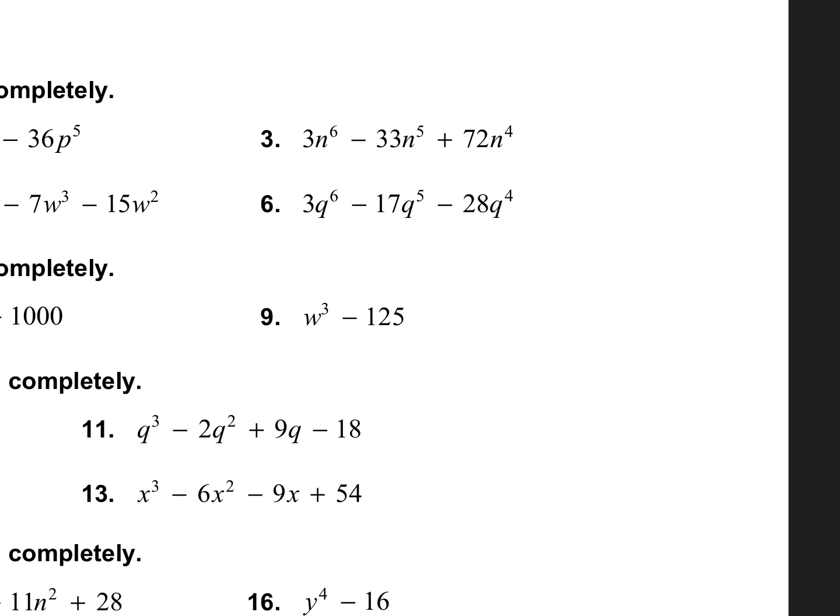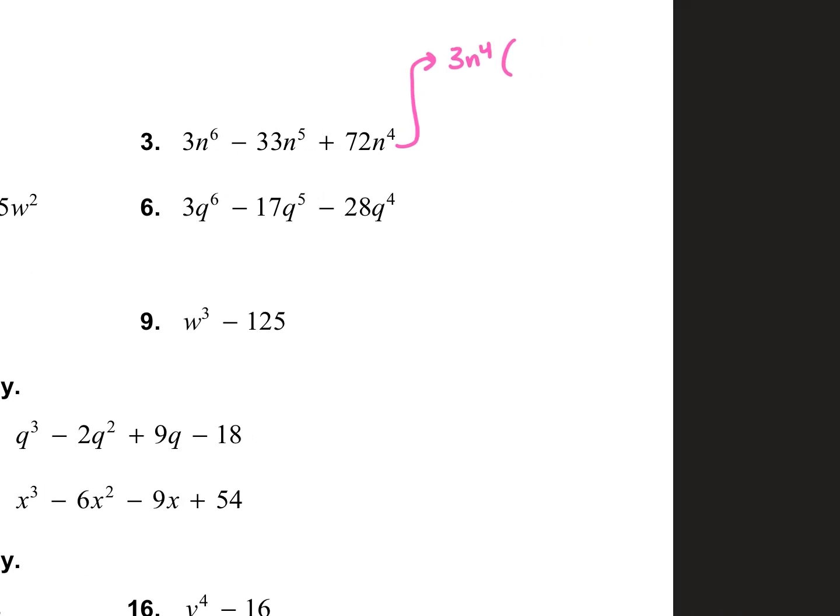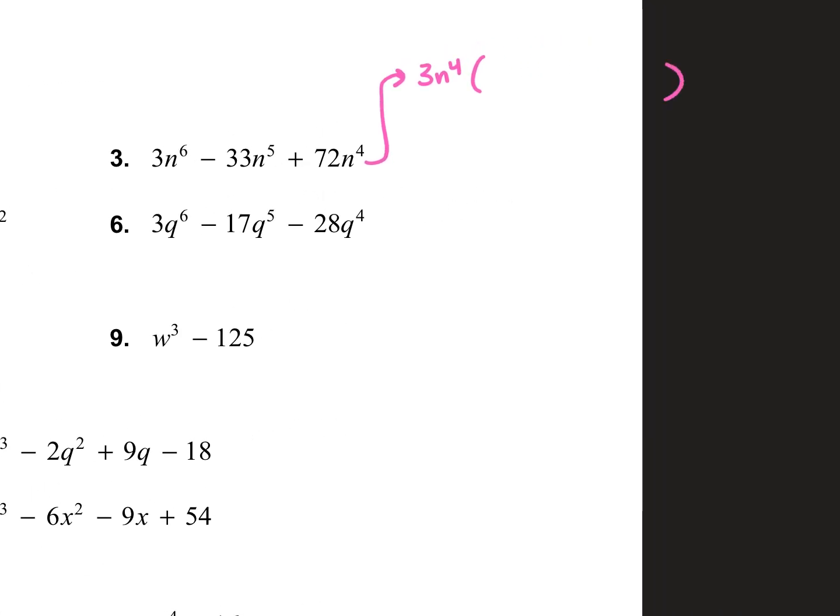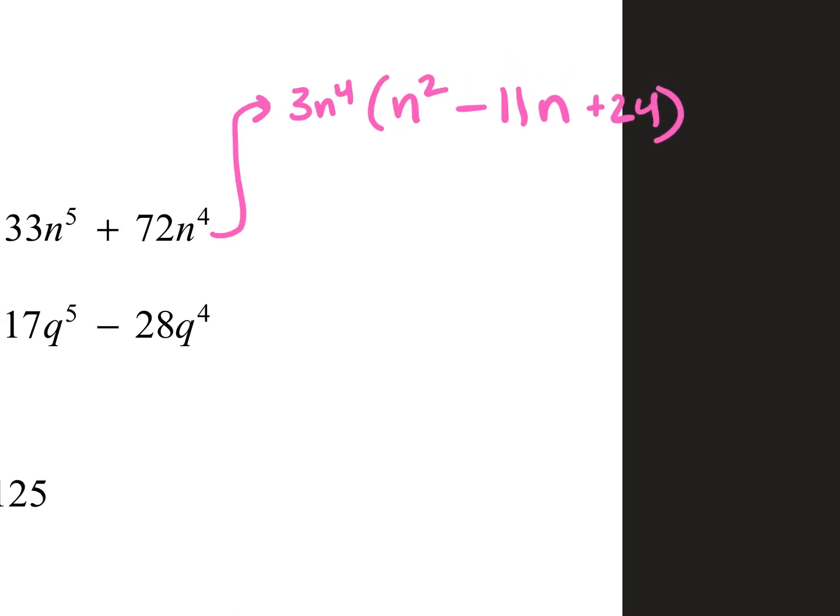Awesome. We're going to take out the GCF, which is 3n to the 4th power. When we take out 3n to the 4th power, we're left with n squared minus 11n plus 72 divided by 3. 24. Andrew. All right, let's factor it.